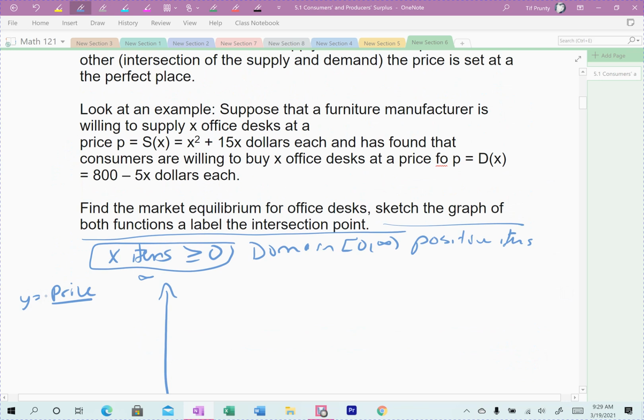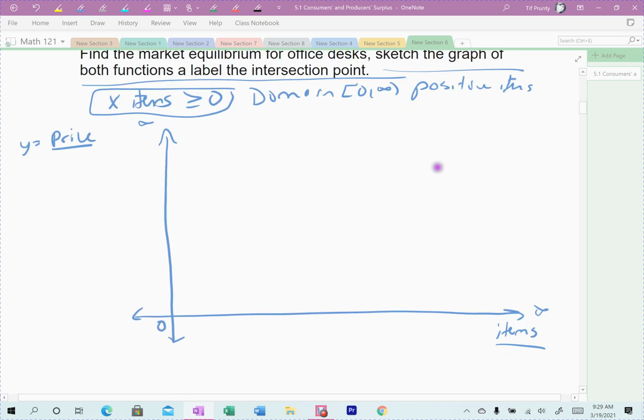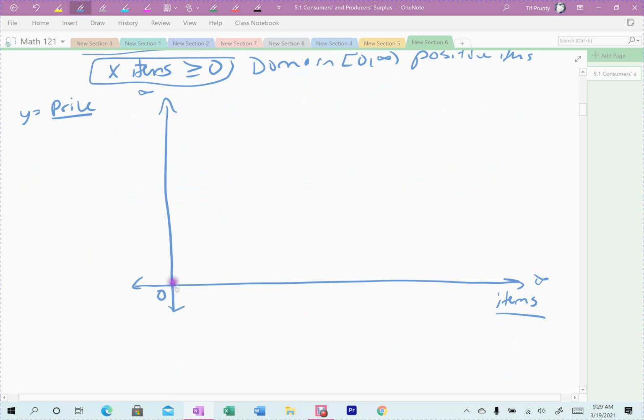So if I start with the supply curve, it's a parabola that's opening up. When I plug 0 in, 0 items produced, I get 0 supply, 0 price for the supply. All right, so we start at 0. It's only part of a parabola. This is S of x, which represents my x squared plus 15x. And it is an increasing function. It starts at the point (0, 0).